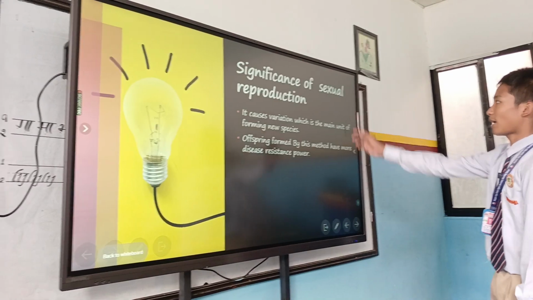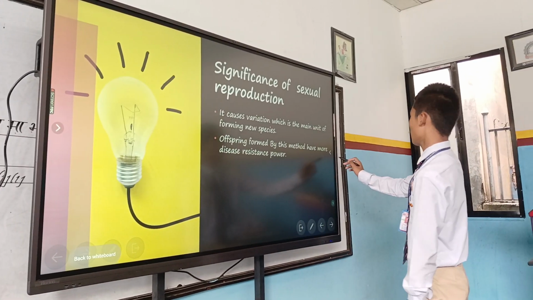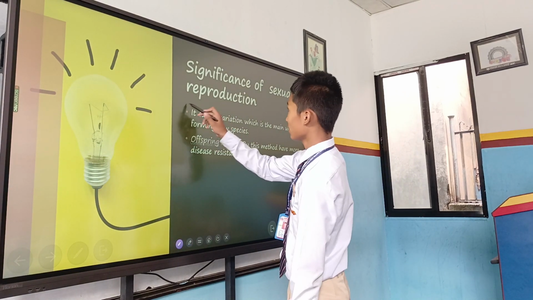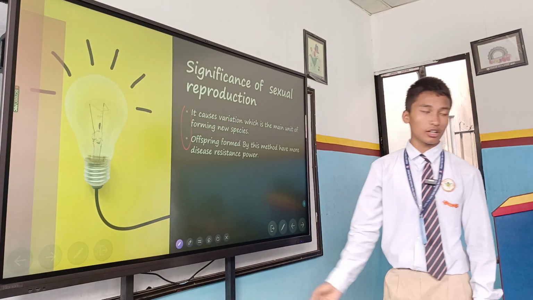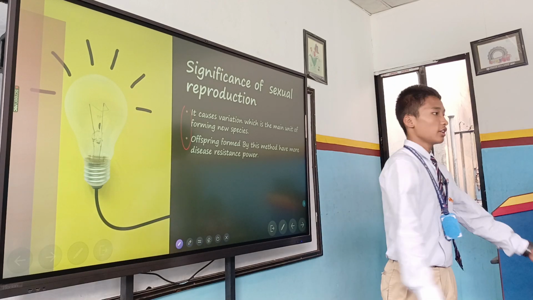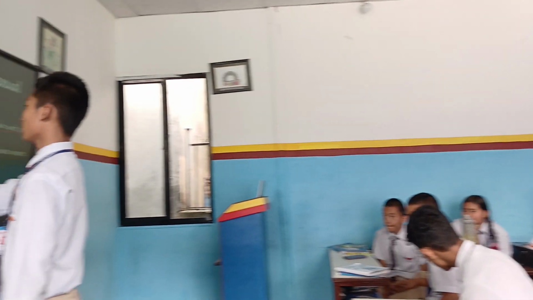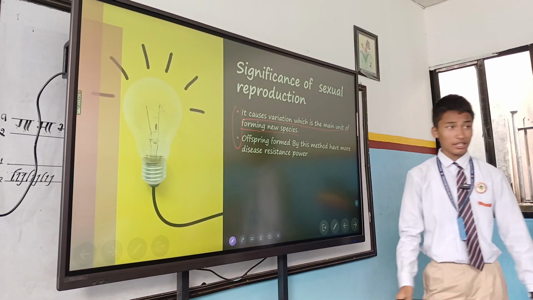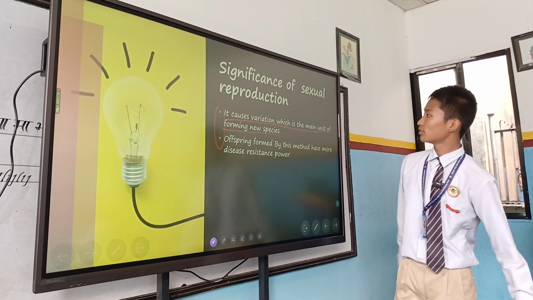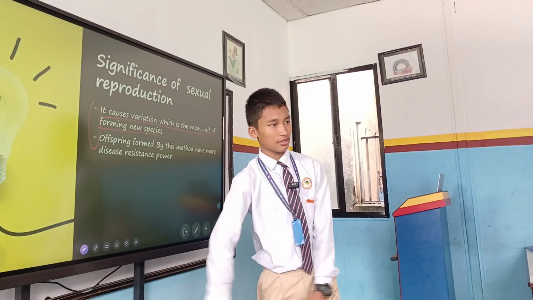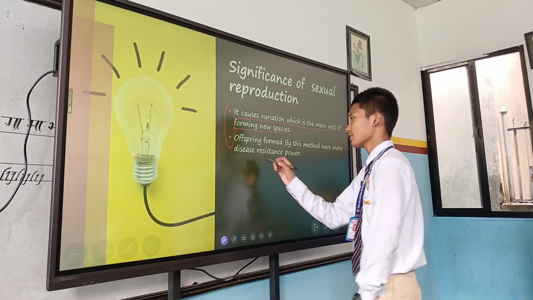My next slide is about the significance of sexual reproduction. There are two significances. It causes variation, which is the main unit of forming species. It means it just produces new varieties of species.